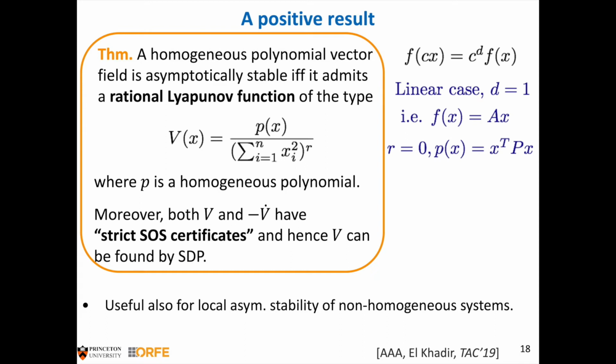Moreover, even though this is not a polynomial, you can find it numerically with the sum of squares and semi-definite programming technology. So what I said on the board carries through. There's an automated search for the coefficients of p to find this Lyapunov function. This generalizes the classical case. That case is when r is 0 and the degree of p is 2.